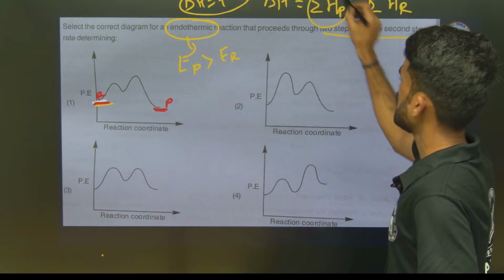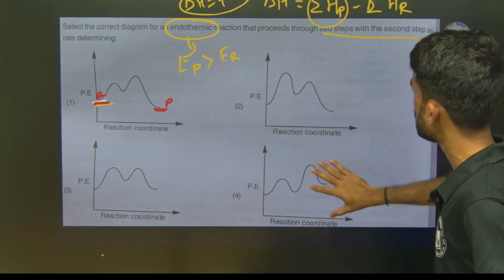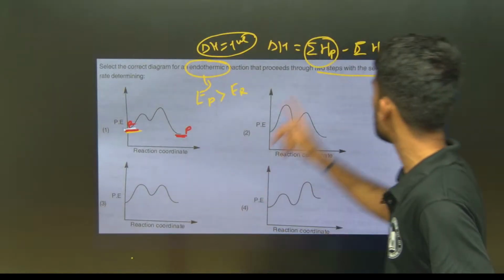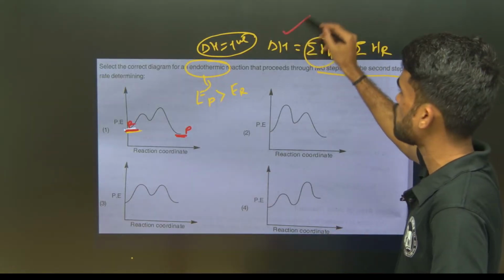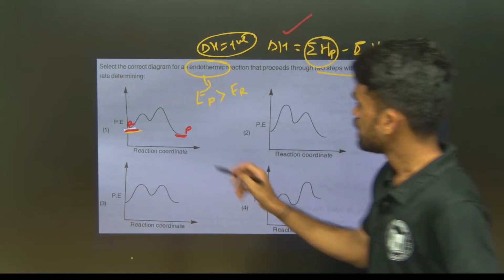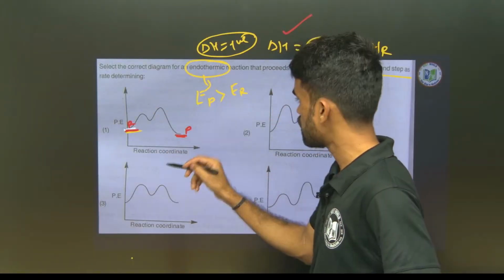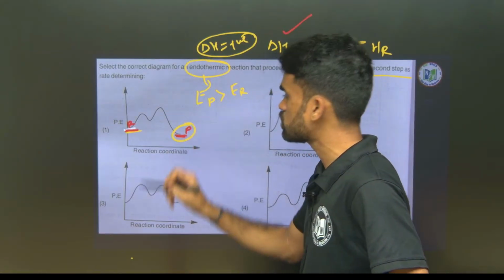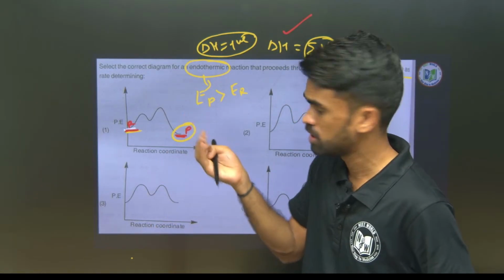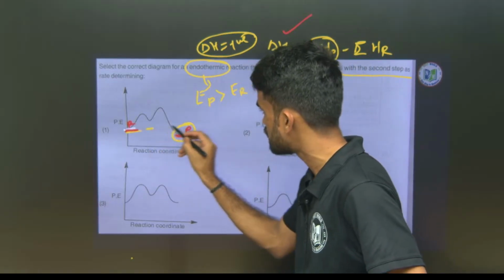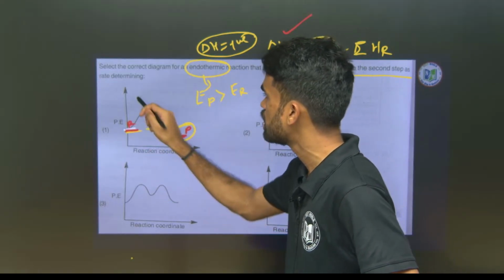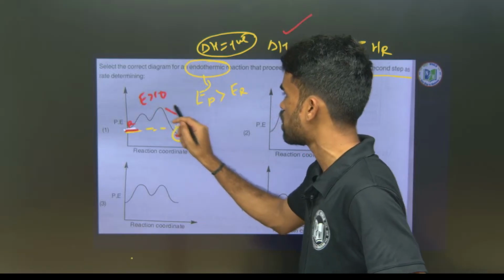So if the enthalpy of product is bigger than the enthalpy of reactant, then we will get delta H positive. That's why, in this profile diagram, the energy of product should be greater, but here it is lesser than the reactant. It means this profile diagram is for an exothermic reaction. So this is not our option.